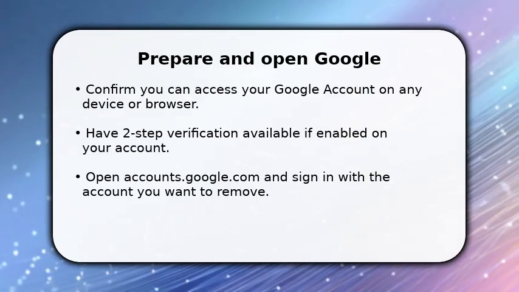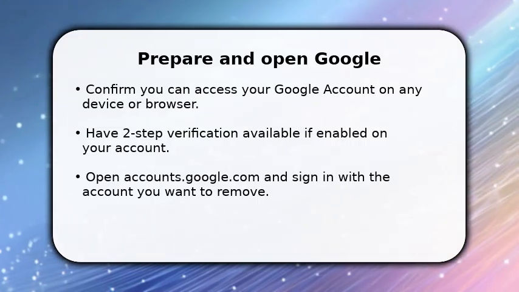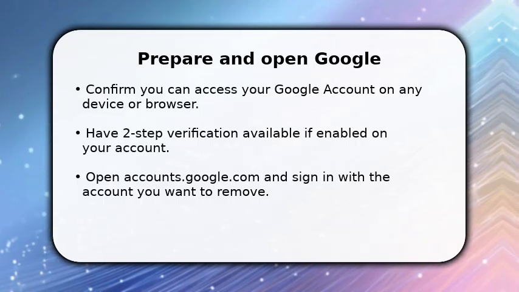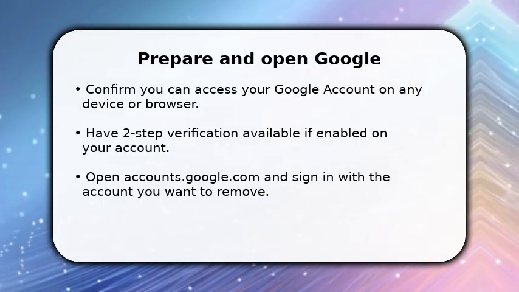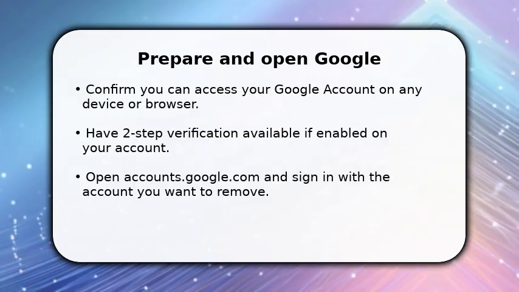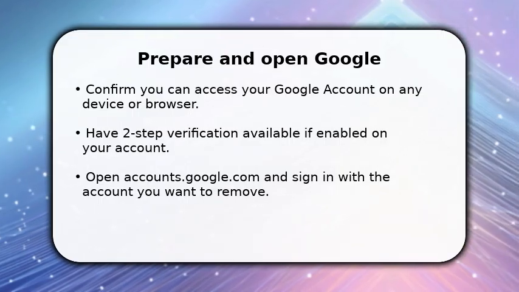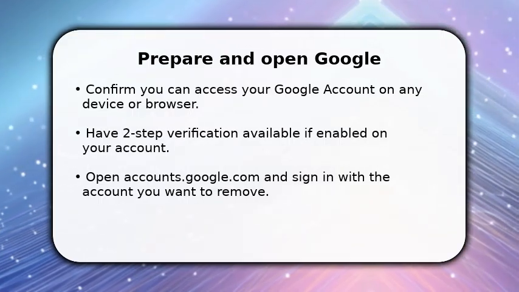You're starting on the device you control. Sign into accounts.google.com with the Gmail you intend to remove from another device. Once signed in, go straight to Security in the left menu. This gives you control over signed-in devices. Make sure two-step verification codes are nearby if you use them, because you may need to confirm actions.